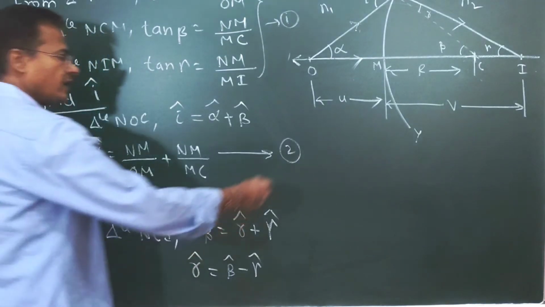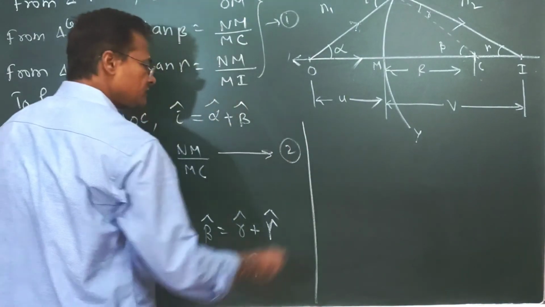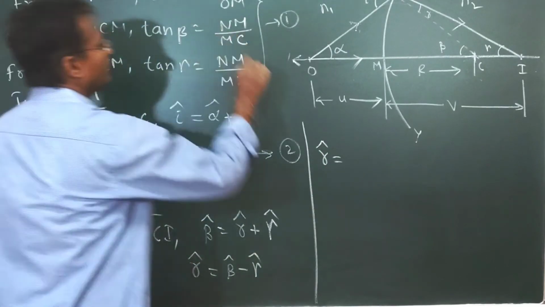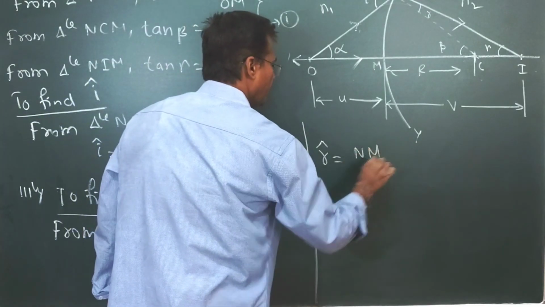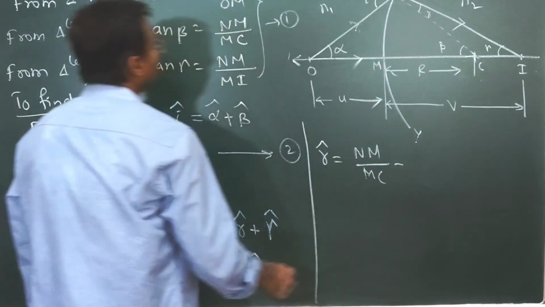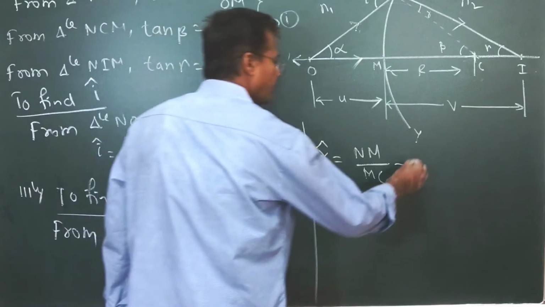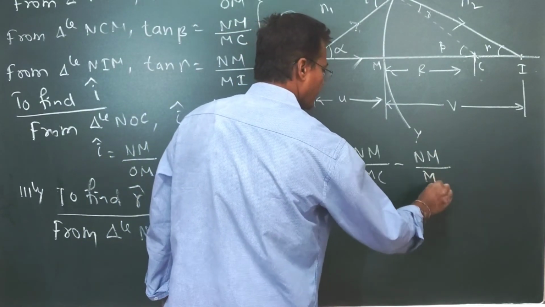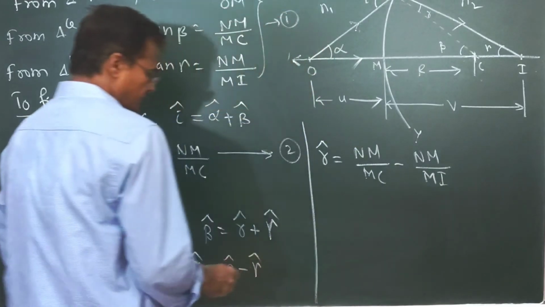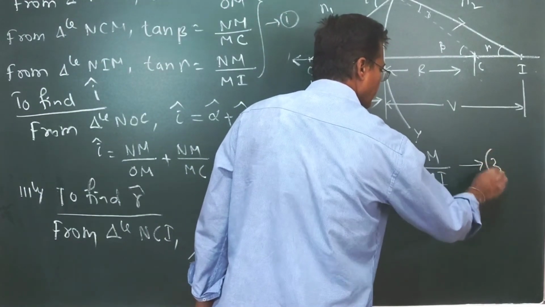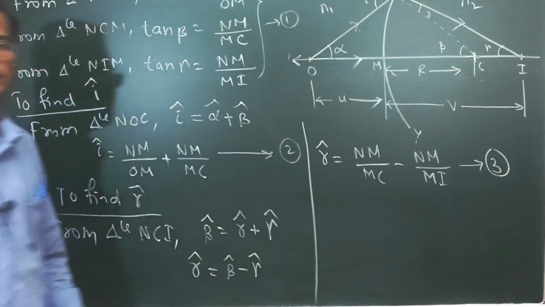We substitute the values here. R equals beta, which is NM by MC, minus gamma, which is NM divided by MI. This is equation 3.